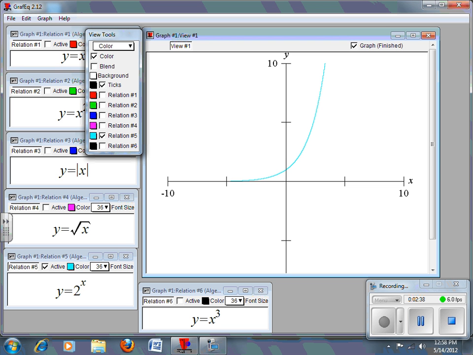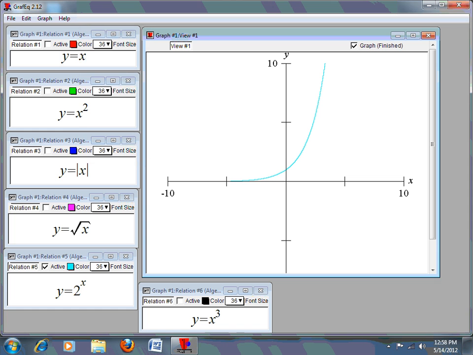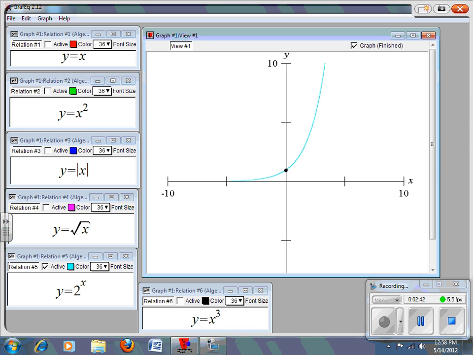Notice this is the first graph that does not go through the origin. Instead, it goes through the point (0, 1). This is the only parent function we have so far that doesn't go through the origin. This will be the important base point that you'll use when transforming the graph.